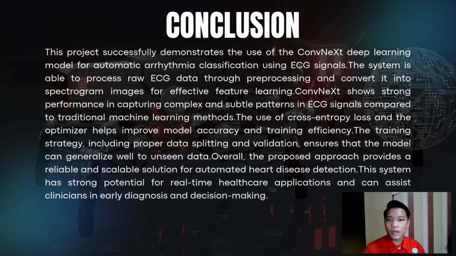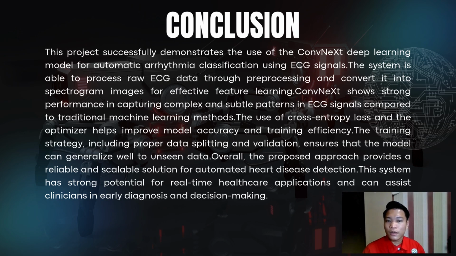As you can see in this slide, this is the conclusion for my project, which is the presentation today. This project successfully demonstrated the use of the ConvNeXt deep learning model for automatic arrhythmia classification using ECG signals. The system is able to process raw ECG data through pre-processing and convert it into spectrogram images for effective feature learning.